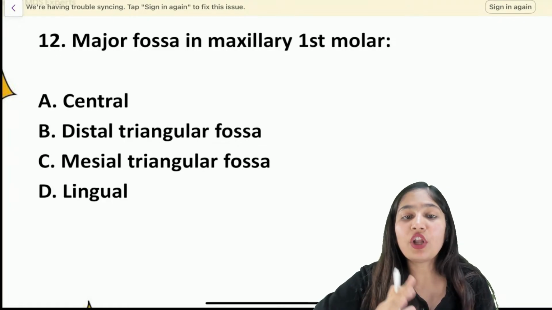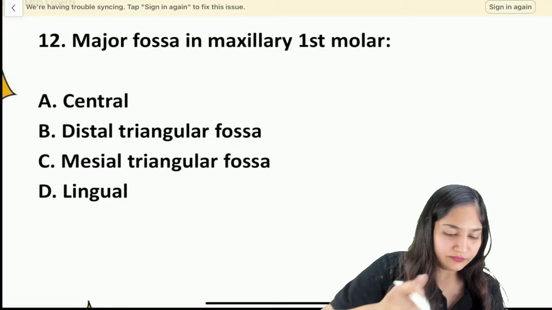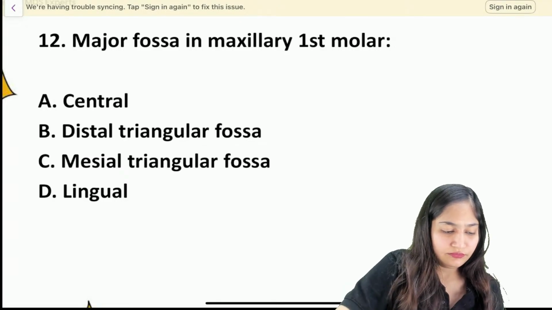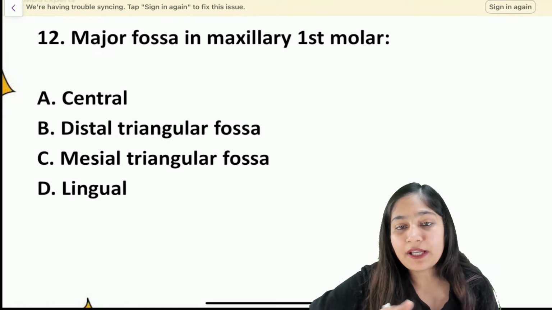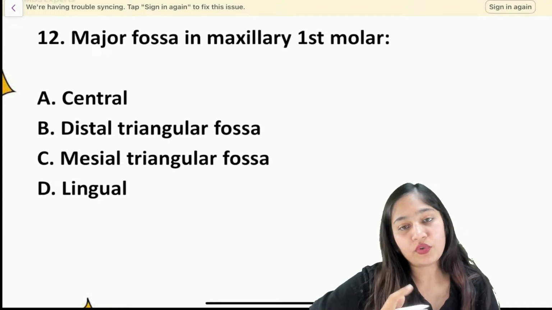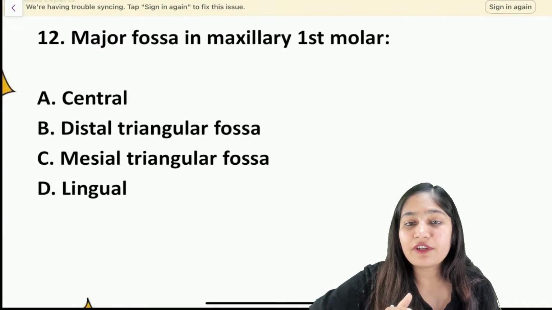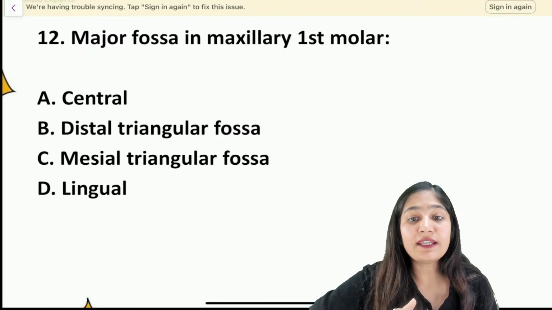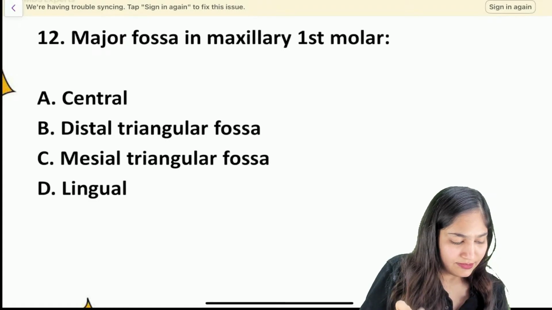So first of all, how many fossae are present in maxillary first molar? Fossa is a depression, right? So how many fossae? Two major fossae, two minor fossae, right? So which are the major fossae in maxillary first molar? Central fossa and distal fossa.